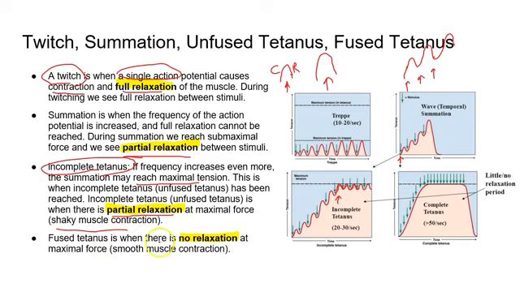For fused tetanus, we do not see relaxation at all. There is no relaxation. For both summation and incomplete tetanus, we have partial relaxation. And for twitch, there is full relaxation. As you can see, the twitch force does not get to the maximal tension, and also for summation, but for incomplete tetanus and complete tetanus, the force gets to the maximal tension.